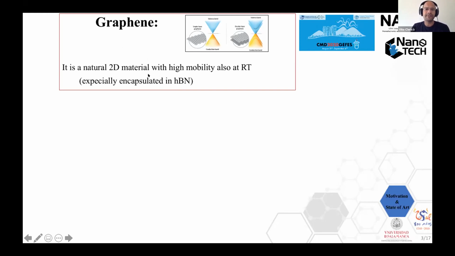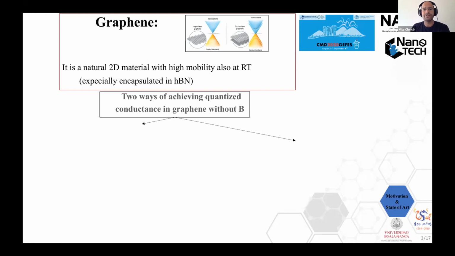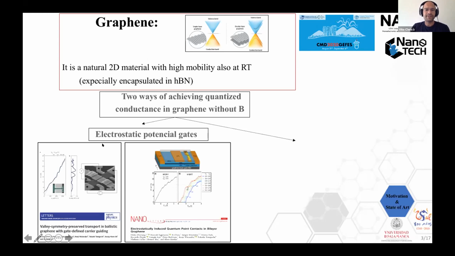And typically, there are two different ways in which people obtain the quantization of the conductance in graphene without the application of a magnetic field. The first: here I present two recent works in which, in single layer graphene and bilayer graphene, electrostatic potential gates were applied. So as you can see, we can observe the quantization of the conductance. This is similar to the idea of the heterostructure.